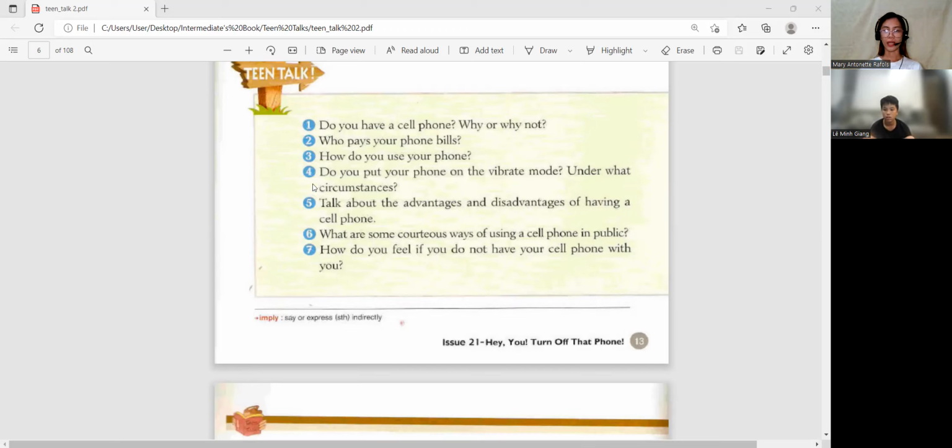Okay, now let's try to answer. If you have a phone, do you put your phone on a vibrate mode? Under what circumstances? Okay, circumstances. First time hearing this word, circumstances? Yes. Okay, I'll give you an example. Circumstances are the situation that you are in. For example, you are in a circumstance of being locked in a building. That means you are in a situation where you were locked. You are the only one left in the building and it is locked. So that is an example of a situation or circumstances. Okay, let's try to answer now. Do you put your phone on a vibrate mode? Under what circumstances or under what situation?